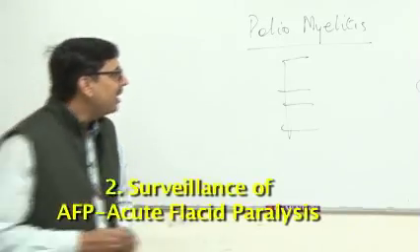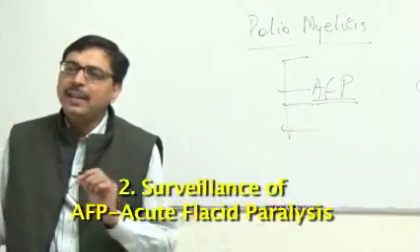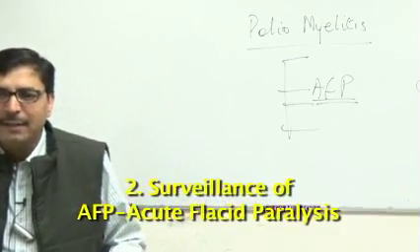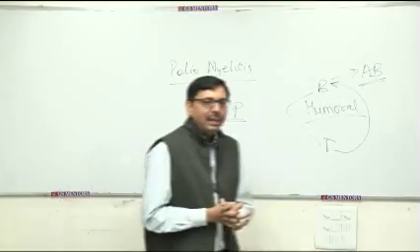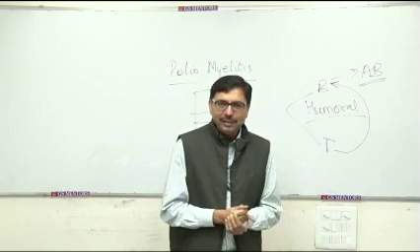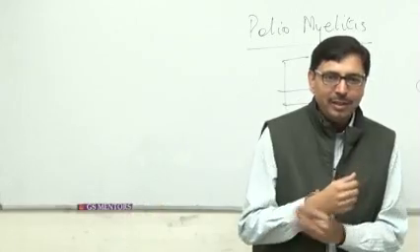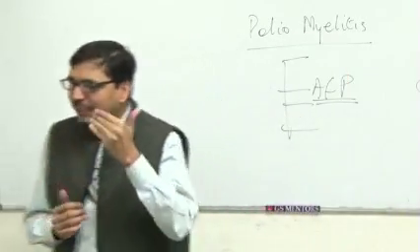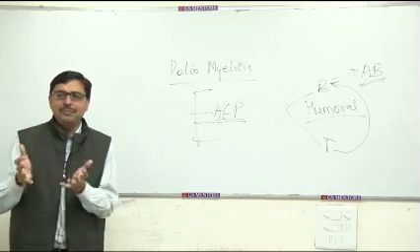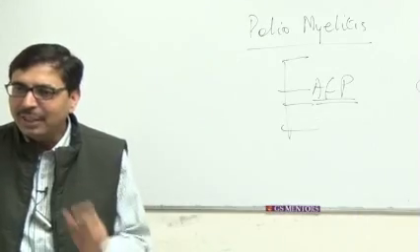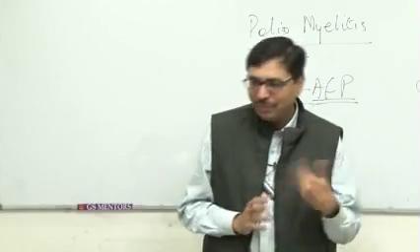Second was surveillance of AFP. Again, very important. What is AFP? Acute flaccid paralysis. Like in your case and in my case, muscles have a tone. Tone means they have some strength. But in acute flaccid paralysis, the muscles become very loose, virtually hanging, just hanging flesh, nothing more than that. You might have seen the limbs also become slightly curved; you might have seen such cases.